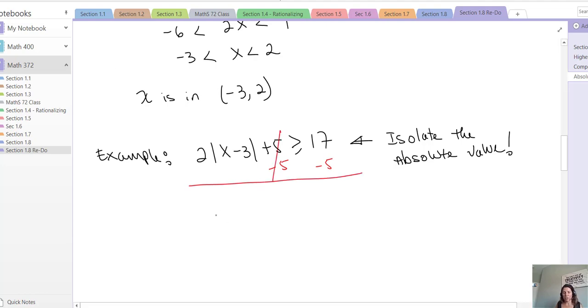And I'm going to want to divide by 2 as well. So 2 absolute value of x minus 3 greater or equal to 12. I only subtracted 5, so I don't need to change the sign or anything. I still have the absolute value, so I don't need to do my 2 cases yet.